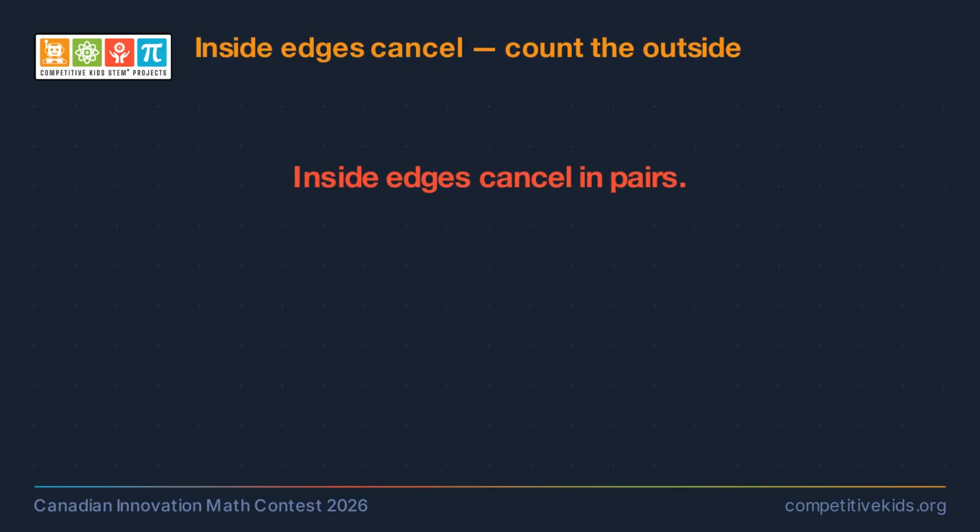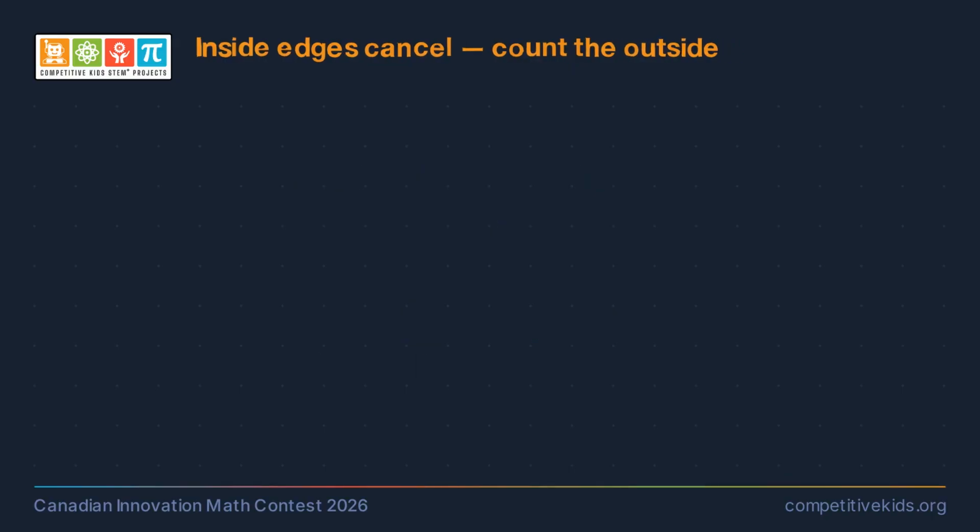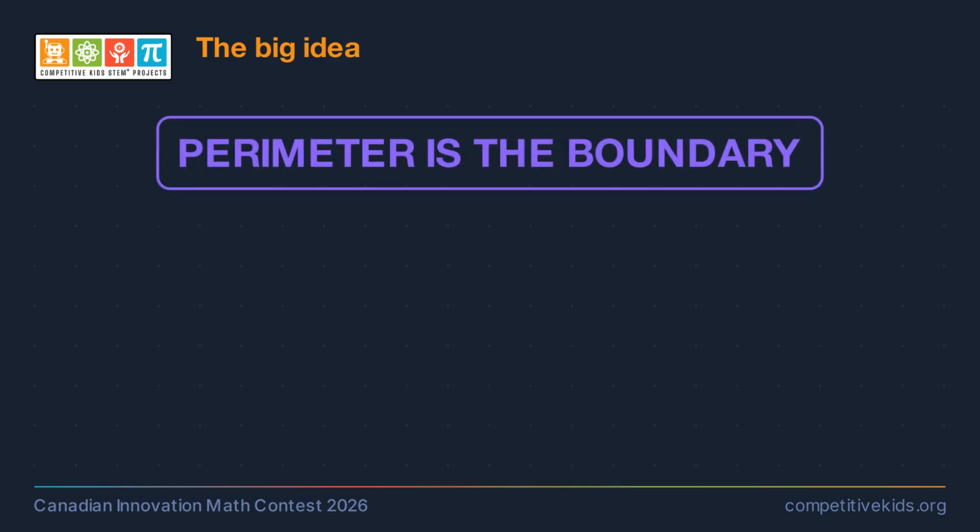Notice what happened. The inside edges canceled in pairs. Only the outside edges were counted. 6 on top, 6 on the bottom, and 2 ends. That is 2 times 6 plus 2. This is the perimeter is the boundary rule.